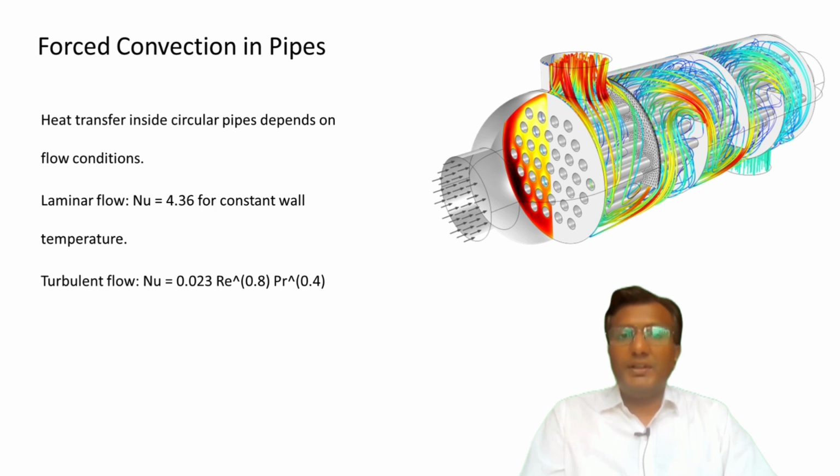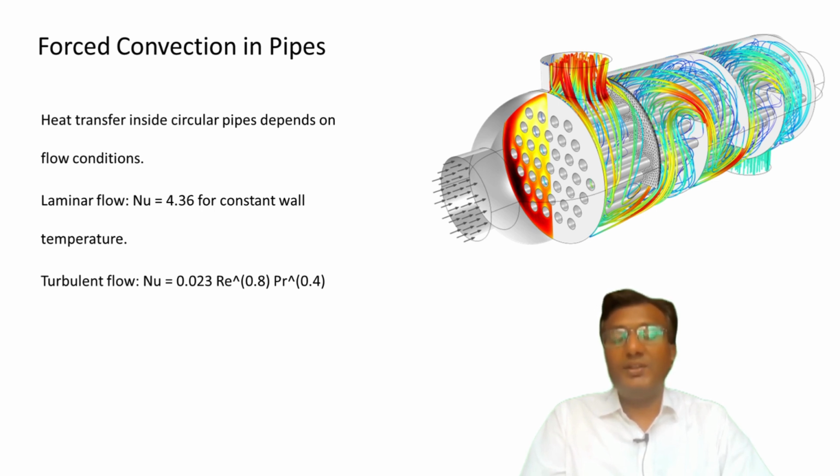Forced convection inside a circular pipe is critical for systems like heat exchangers and radiators. The heat transfer coefficient h depends on the flow conditions. For laminar flow with constant wall temperature, the Nusselt number is a constant, Nu is equal to 4.36, indicating a fully developed thermal profile. For turbulent flow, when the Reynolds number is greater than 2300, the Nusselt number is given by 0.023 Re to the power 0.8 multiplied by Pr to the power 0.4, reflecting the enhanced heat transfer due to mixing.